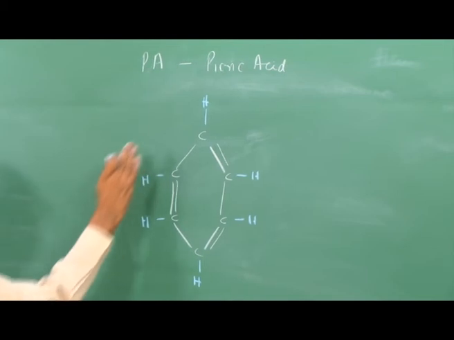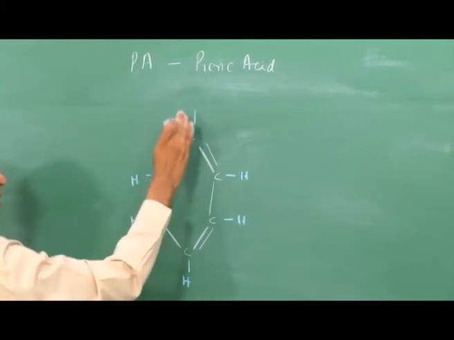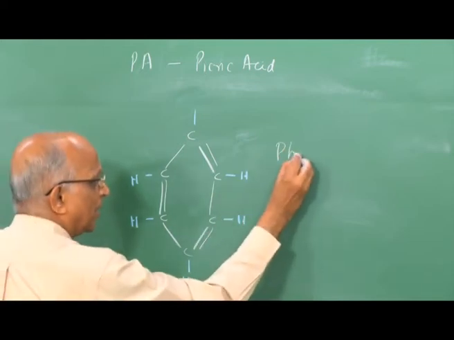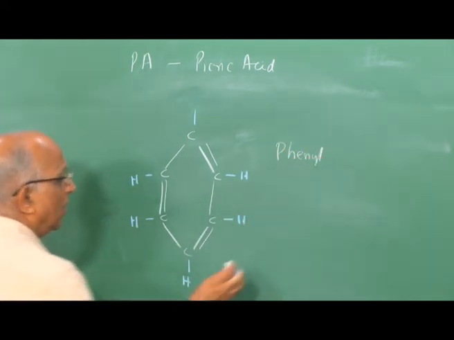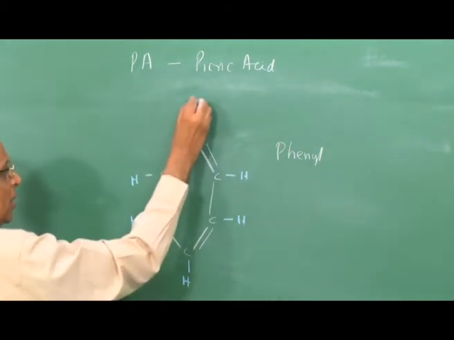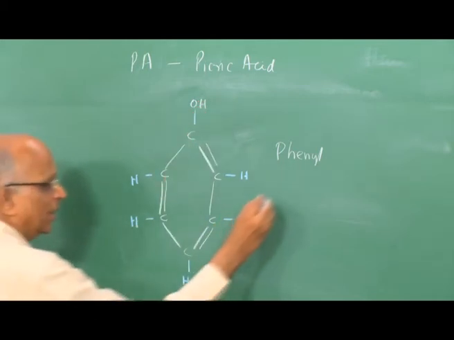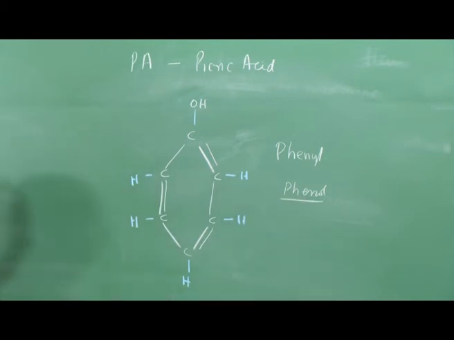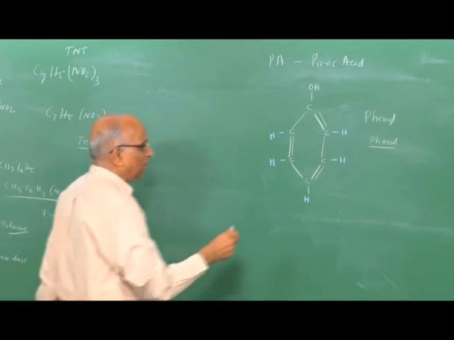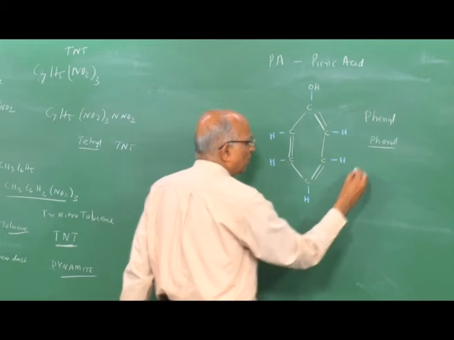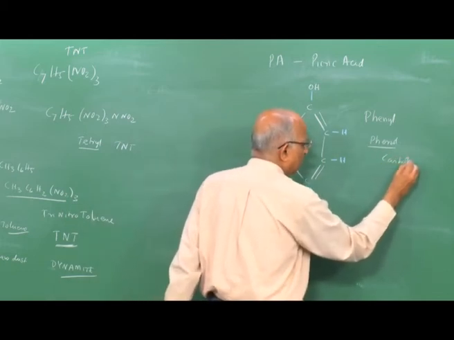When I remove one hydrogen atom from this particular benzene ring structure, the substance is known as phenyl radical. If I substitute instead of H, that means if I remove one, it is phenyl radical. If I substitute it by OH, it is known as phenol. We have this smell of phenol. It is used to clean the washrooms such that it emits some smell, and that is phenol, also known as carbolic acid.